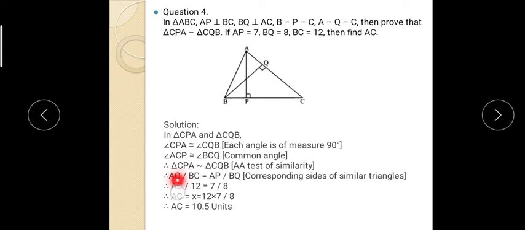If they are similar, then AC upon BC is equal to AP upon BQ. AC we have to find out. Upon BC is 12, 7 is AP, and BQ is equal to 8. So shifting towards this side, AC is equal to, that is x, 12 into 7 divided by 8. You will get AC is equal to 10.5 unit.